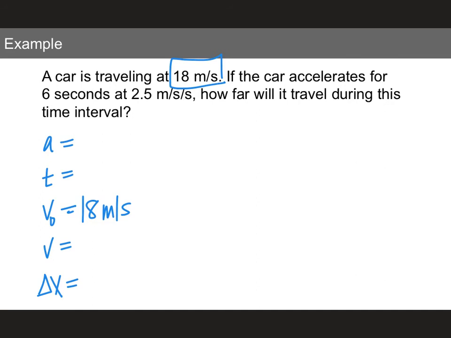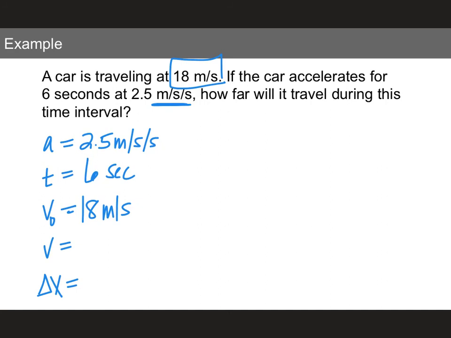If the car accelerates for 6 seconds, okay, use your units to really help out. 6 seconds is going to be an amount of time, and it does it at 2.5 meters per second per second. Again, use your units. This is a value of acceleration. We can see that from the units. It's got that extra per seconds. And our question is how far it will travel.